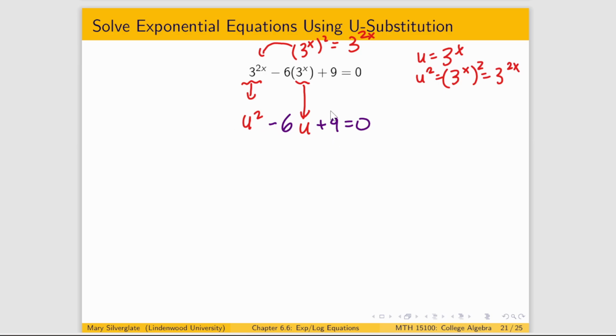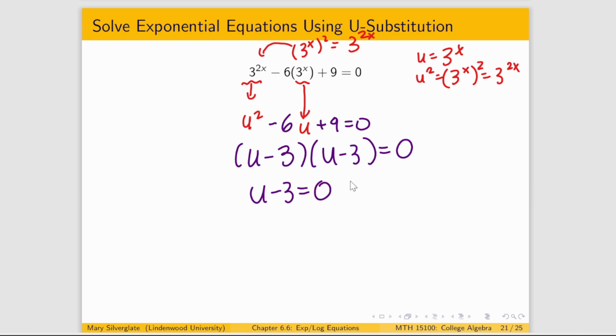In particular, I may want to see if this factors. Is there anything that multiplies to positive 9 and adds to negative 6? There is. That would be negative 3, so this is u minus 3 times u minus 3 is equal to 0. Then I would set up two mini equations of u minus 3 equals 0 and another copy of u minus 3 equals 0. In this case, that happens to be silly because they're copies of each other. Last step, you would add 3 to both sides. And if I wanted to solve in terms of u, I would be done.